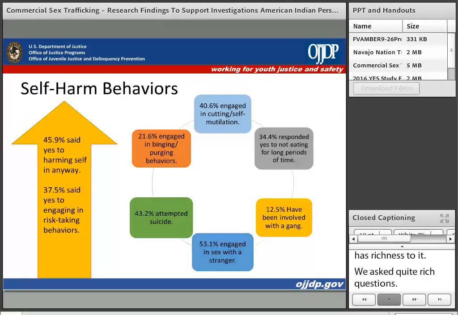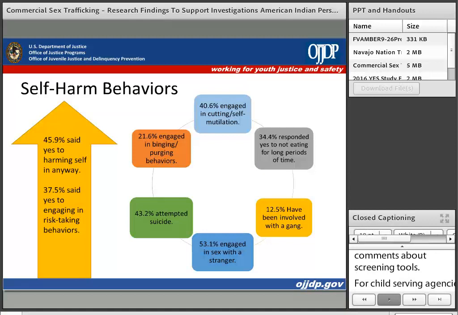Yeah. My whole description is only of the 37. So this is a small sample that has some richness to it. We asked quite rich questions, but these are really limited to just the 37 cases that we've had. We have had no access to any other type of research or data in our community. So we think this pilot is just the beginning, but yes, this is just about those 37 cases.